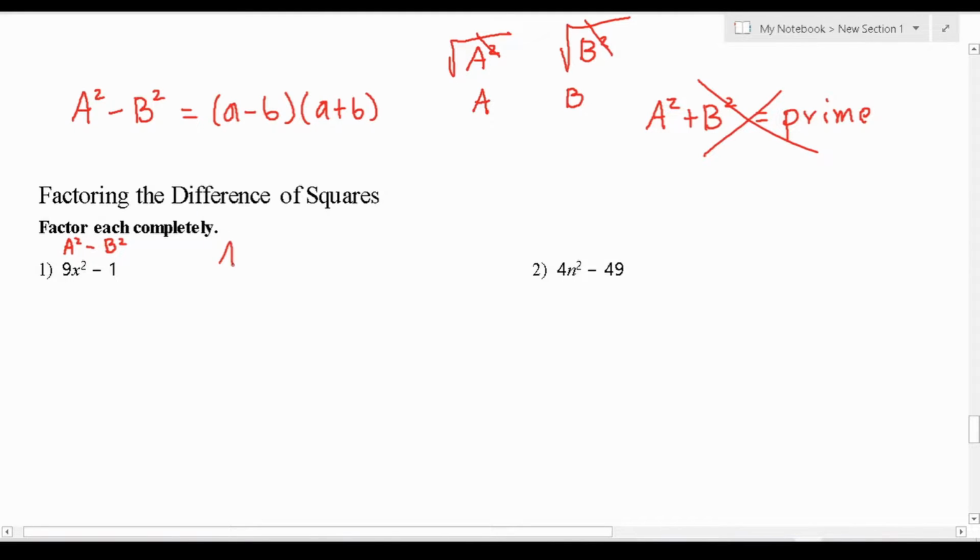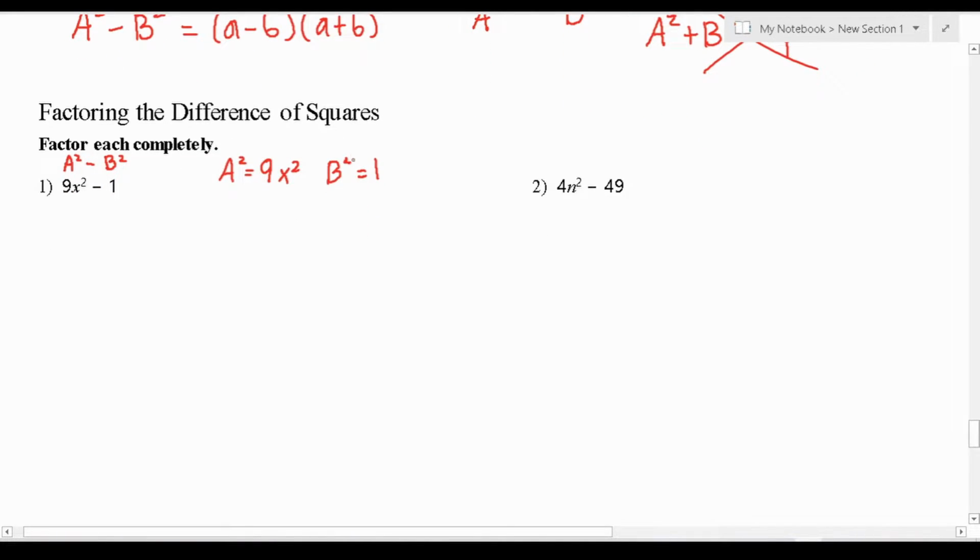So as we can see, our a squared is 9x squared, whereas our b squared is just 1. And again, we want to go from a squared to just a, and from b squared to just b. To do that, we'll take the square root of both sides. This will cross out, leaving you at just a.